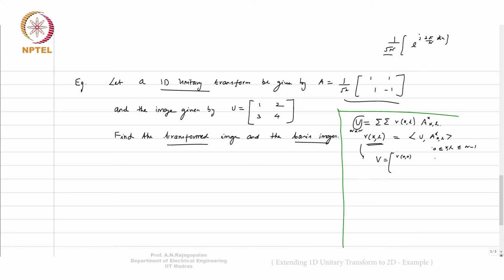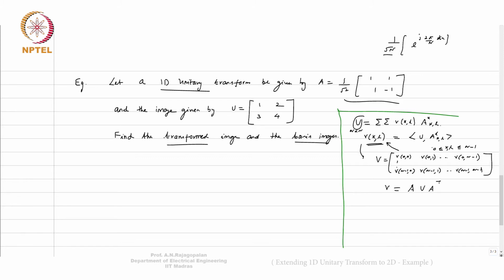where these all come from the VKL expression. So V01 all the way up to V0 n minus 1, and then you can come down, then V n minus 1 0, V n minus 1 1, all the way up to V n minus 1 comma n minus 1. One way is to find it out like this, but I'm going to leave it to you as an exercise to show that V, which is of course a matrix, when each of these entries is defined in this manner as the inner product of U and A star KL, can be written back in the form A U A transpose.